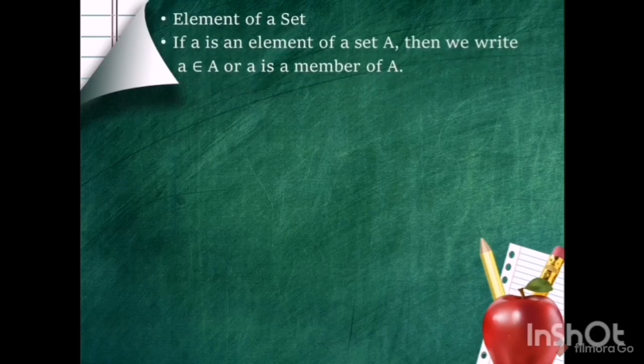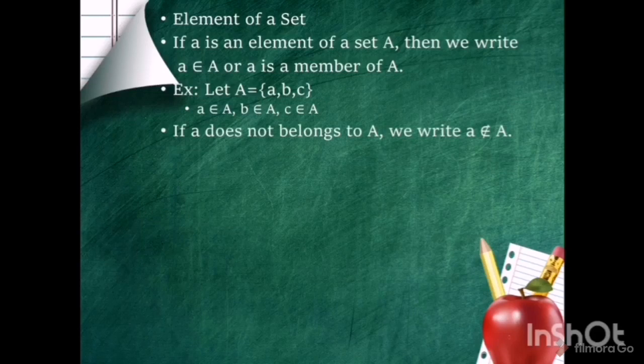Element of a set. If a is an element of a set A, then we write a is an element of A, or a is a member of A. Example, let set A is equal to {a, b, c}. a is an element of A, b is an element of A, and c is an element of A. If d does not belong to A, we write d is not an element of set A.